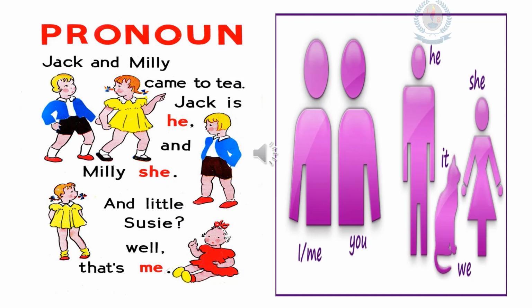Now let's see some more examples of pronouns. Jack and Millie came to tea. Jack is he and Millie is she. Jack is a boy and Millie is a girl. So we call the boy he and the girl she.